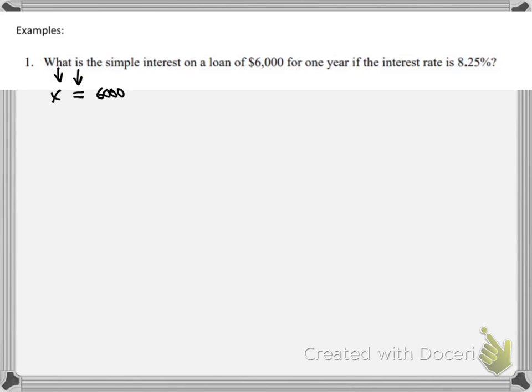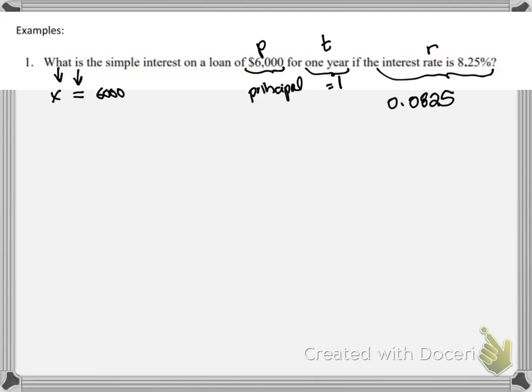So $6,000 is your principal. This is the principal P. Can you find the time? The time is T, and that's going to be equal to 1 year. Then our interest rate R is 8.25%, and remember, we have to convert that to a decimal. So we're going to write it like that.